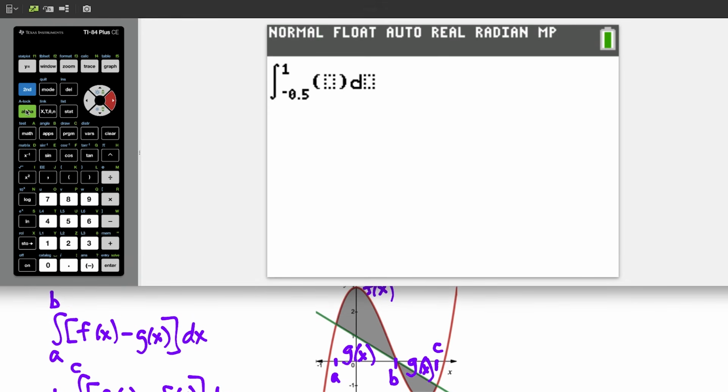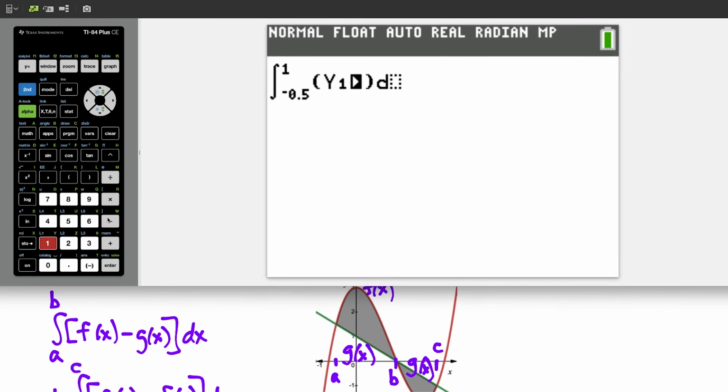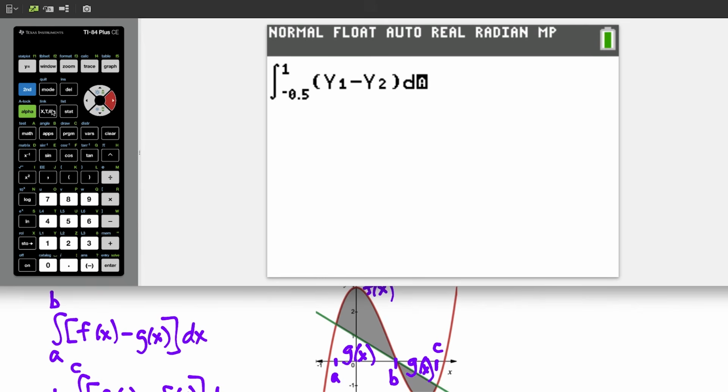So a nice little shortcut you could use, you could press alpha trace, y1 is option 1. And then we have minus g of x we typed in the y2 spot. So I could press alpha trace and then y2 is number 2 like this. And then I press dx.